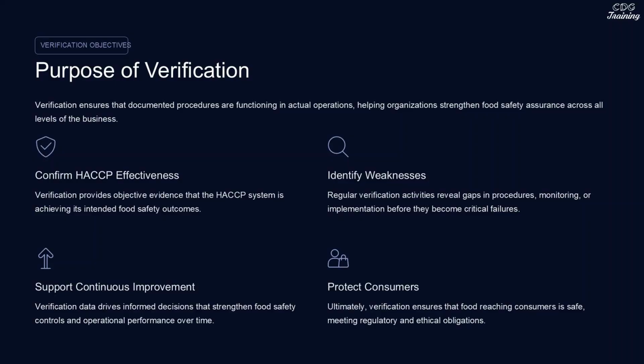Verification ensures that documented procedures are functioning in actual operations, helping organizations strengthen food safety assurance across all levels of the business. It provides objective evidence that the HACCP system is achieving its intended food safety outcomes. Verification activities reveal gaps in procedures, monitoring, or implementation before they become critical failures. It supports continuous improvement by driving informed decisions that strengthen food safety controls and operational performance. Ultimately, verification ensures that food reaching consumers is safe, meeting regulatory and ethical obligations.